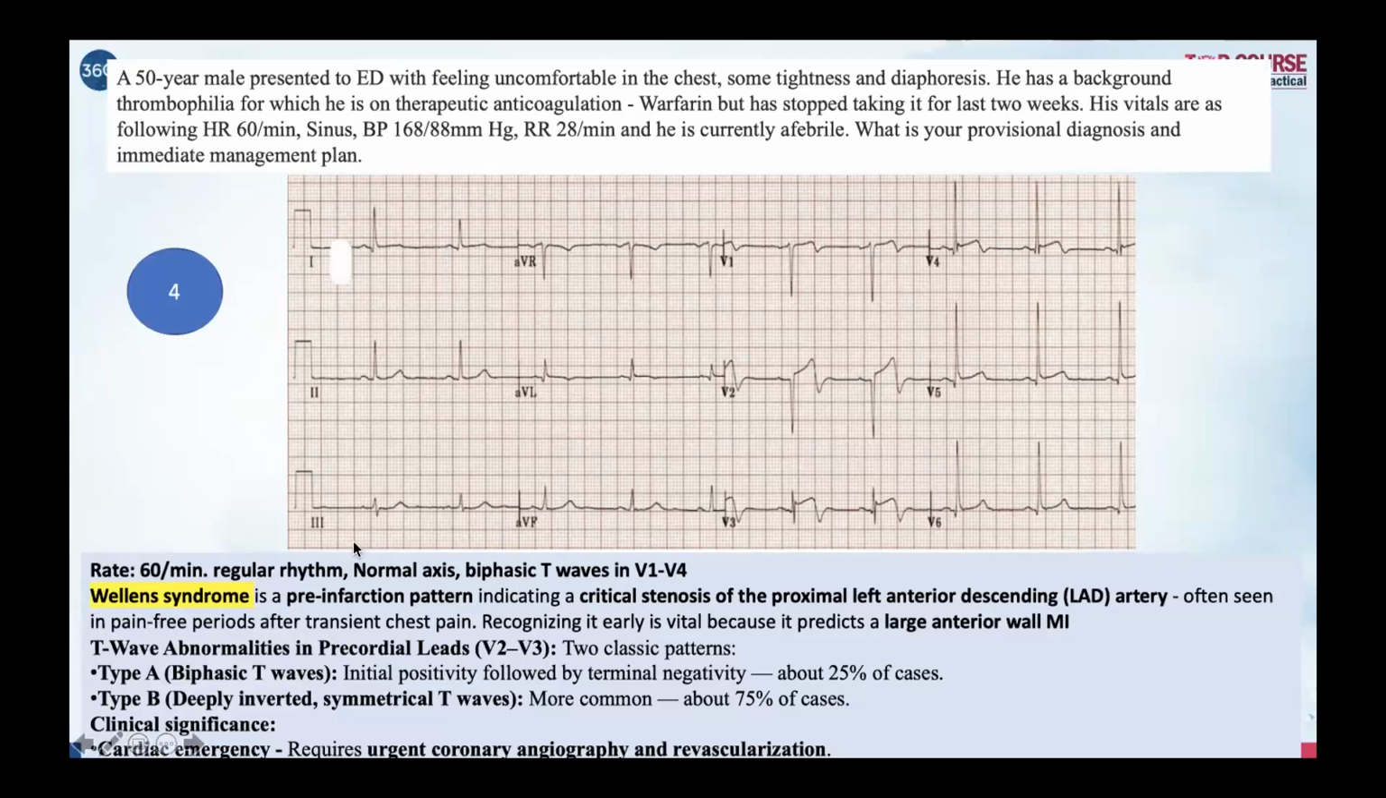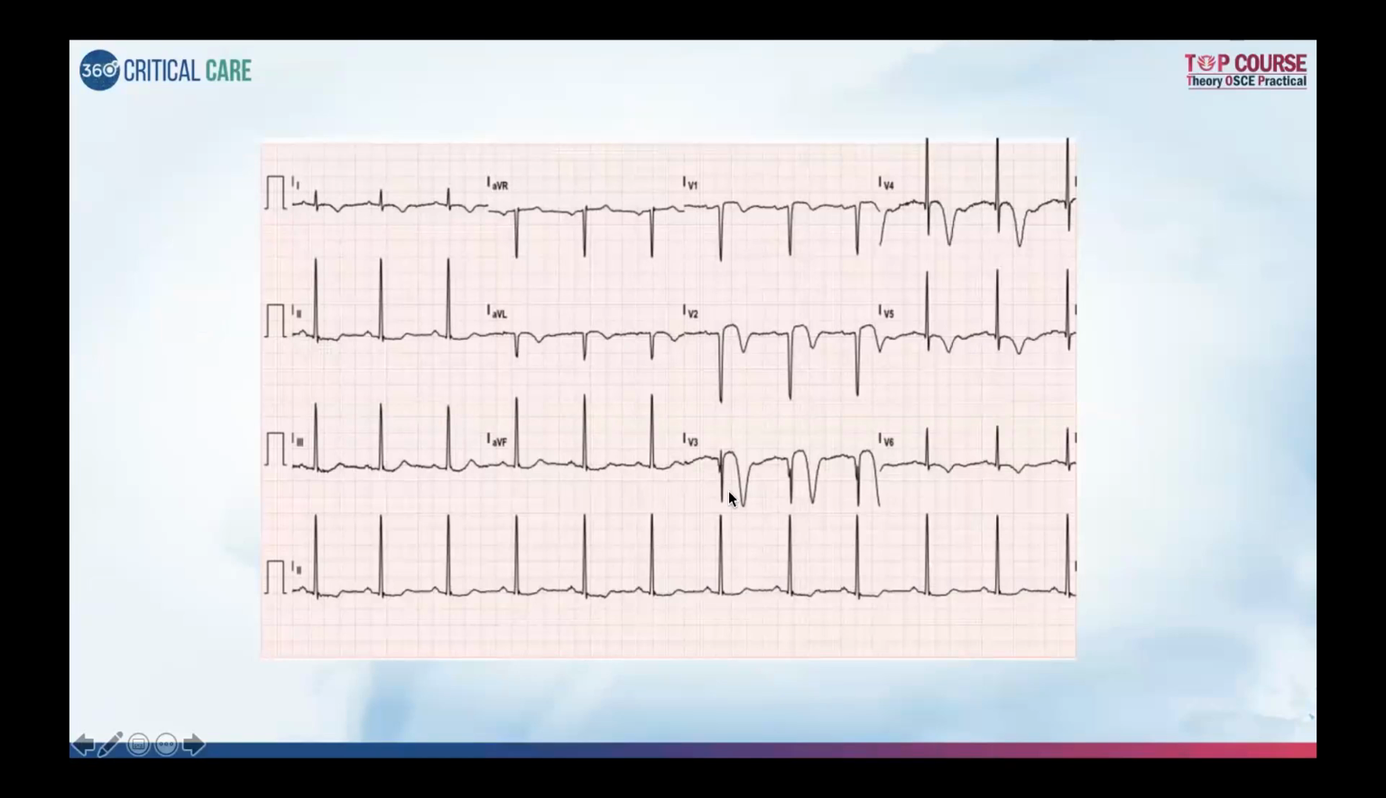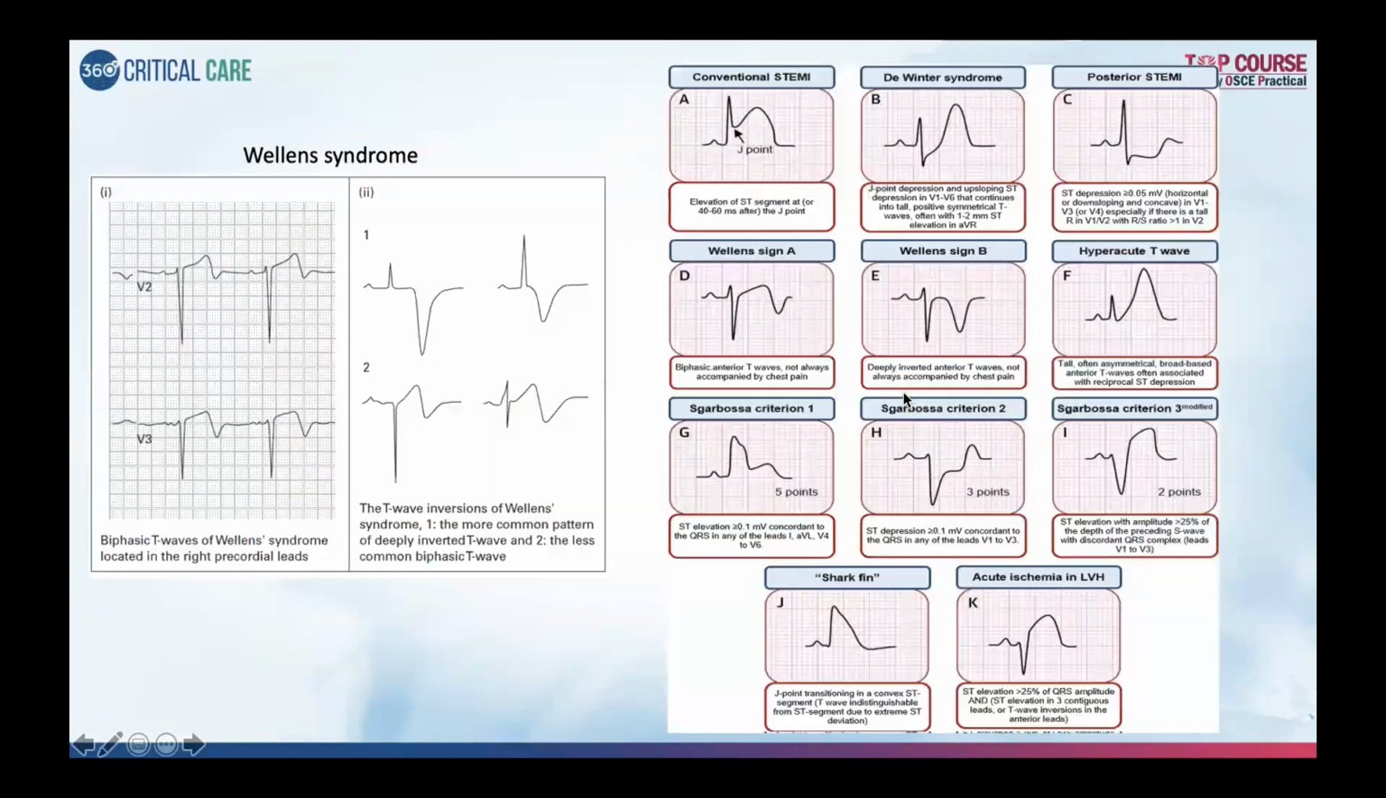So what is Wellens syndrome? Wellens syndrome is where there are biphasic T waves. Whatever you're seeing is biphasic T waves, which denotes a critical stenosis of the left anterior descending artery, which denotes a large anterior wall MI. Wellens syndrome can be of two types. Type A is the biphasic T waves, and the second one is deeply inverted symmetrical T waves. So this ECG is also a Wellens syndrome. Symmetrical T wave inversion is more common, and whatever we have seen is the biphasic T waves.